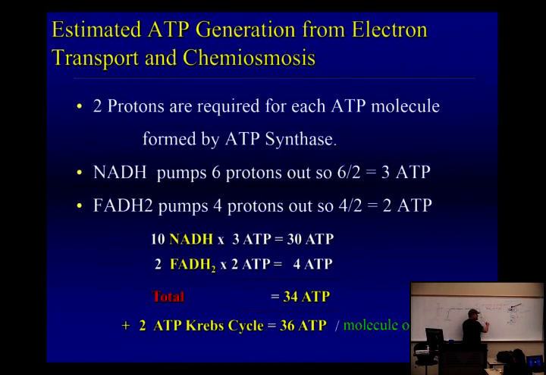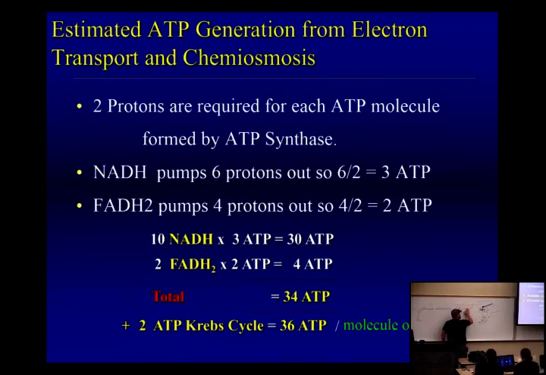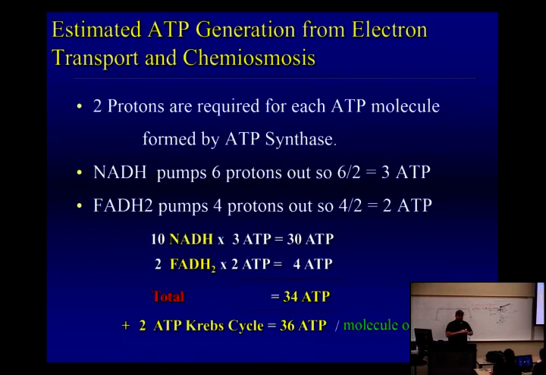And then how many FADH2s do we make? 2 is correct. You got that off the screen, didn't you? Yeah. And so we got 4 protons, so 2 times 4 is 8 total. We divide that by 2, and how many ATPs? So that gives a total of 34 ATPs from electron transport.